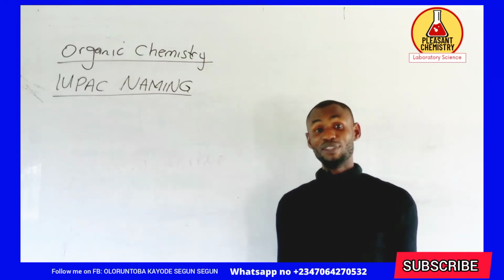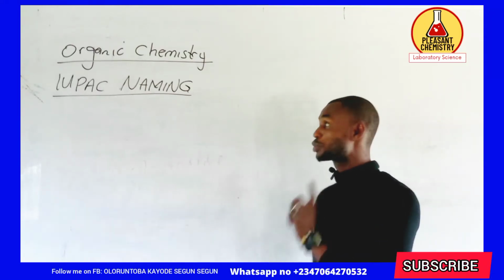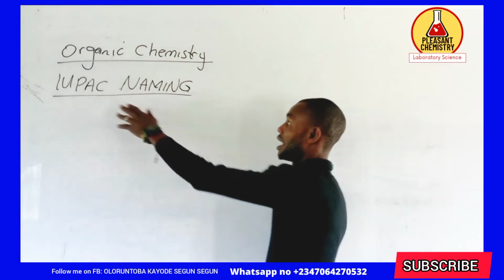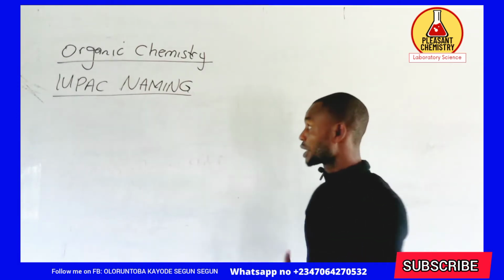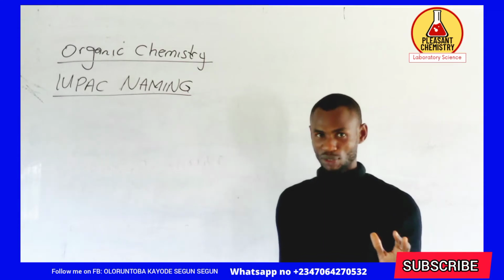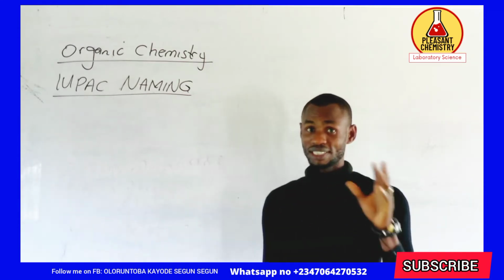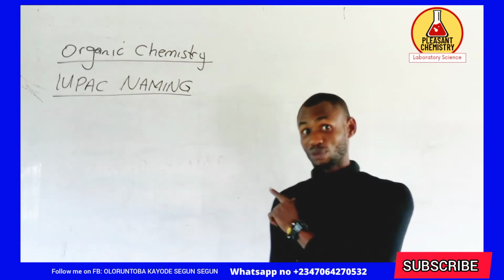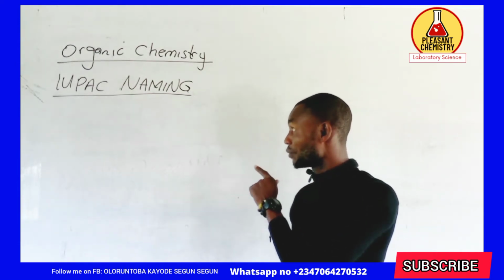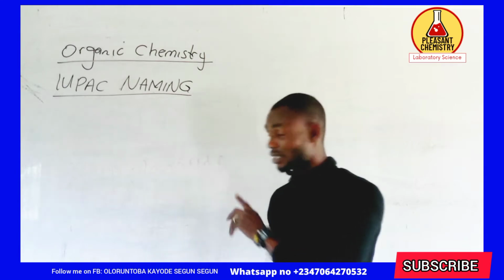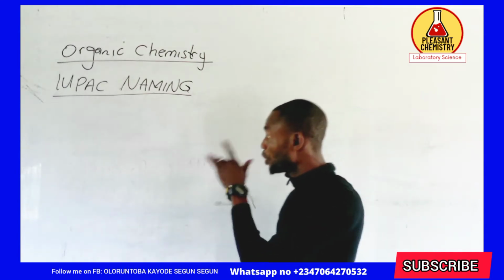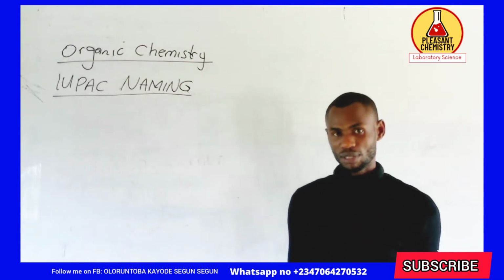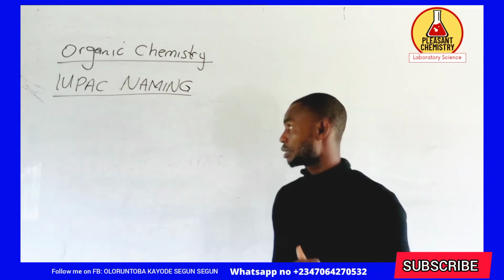Good day, my viewers. Today we want to continue with IUPAC nomenclature. Nomenclature is the same thing as naming. And IUPAC is an abbreviated word. The full meaning of IUPAC is International Union of Pure and Applied Chemistry. That's the meaning of IUPAC.